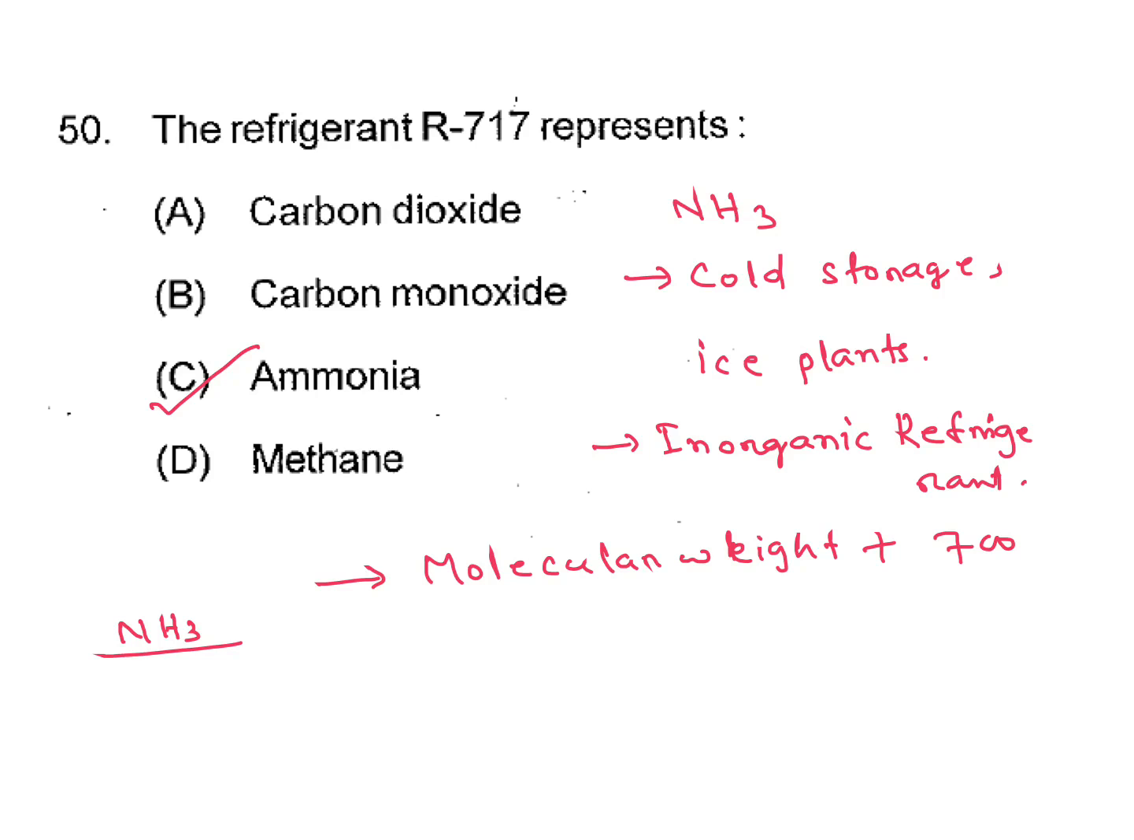for nitrogen 14 plus 3 hydrogen 3, total 17. 17 is the molecular weight for NH3. So 700 plus 17, this is R717.